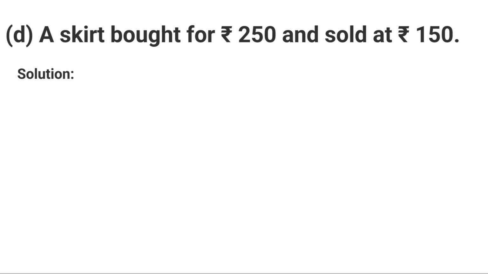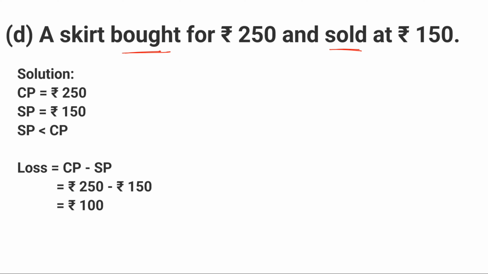A skirt bought for rupees 250 and sold at rupees 150. So cost price is 250, selling price is 150. The word sold tells us the selling price and the word bought tells us the cost price. And here SP is less than CP. The selling price is less than the cost price. So there is a loss. So we would do CP minus SP and that gives us rupees 100.